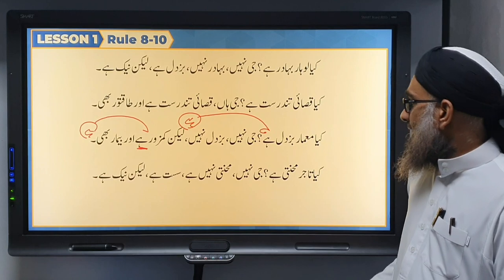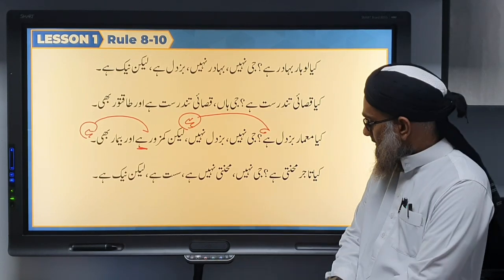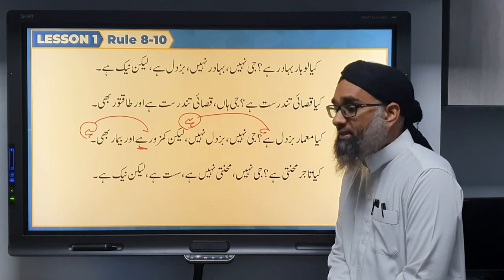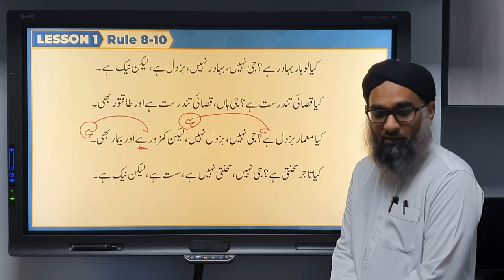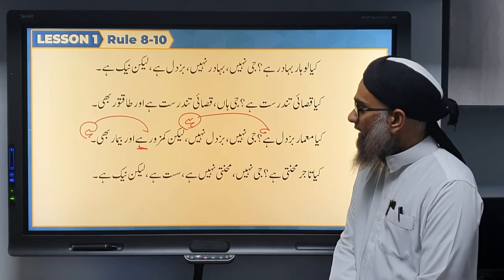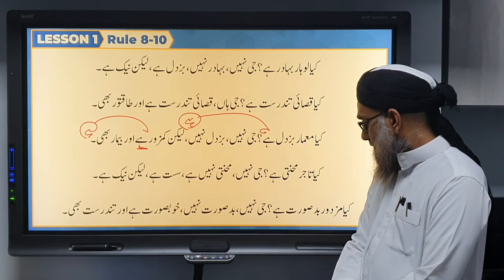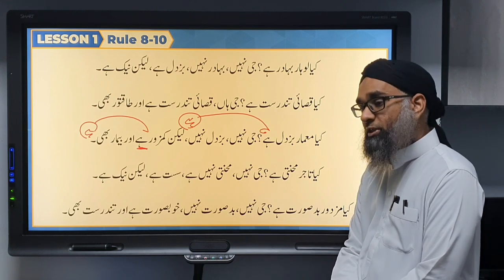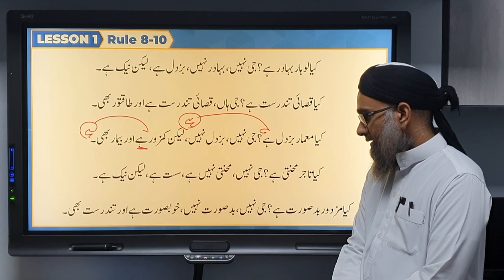Okay. Next one. Kya tajir mehnati hai? Is the businessman hardworking? Ji nahi. No. Mehnati nahi hai. He's not hardworking. Sust hai. Lekin nek hai. You got it? Last one. Kya mazdoor badsurat hai? What's mazdoor? Worker. Is a worker ugly? Ji nahi, badsurat nahi.